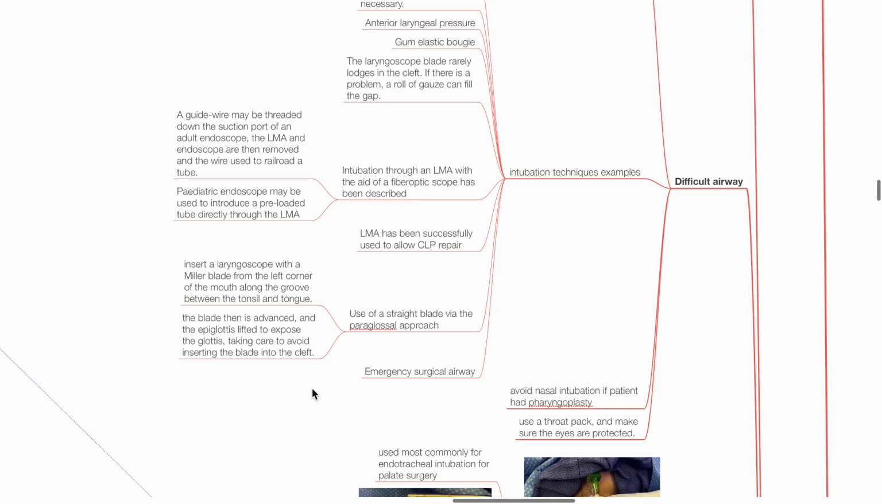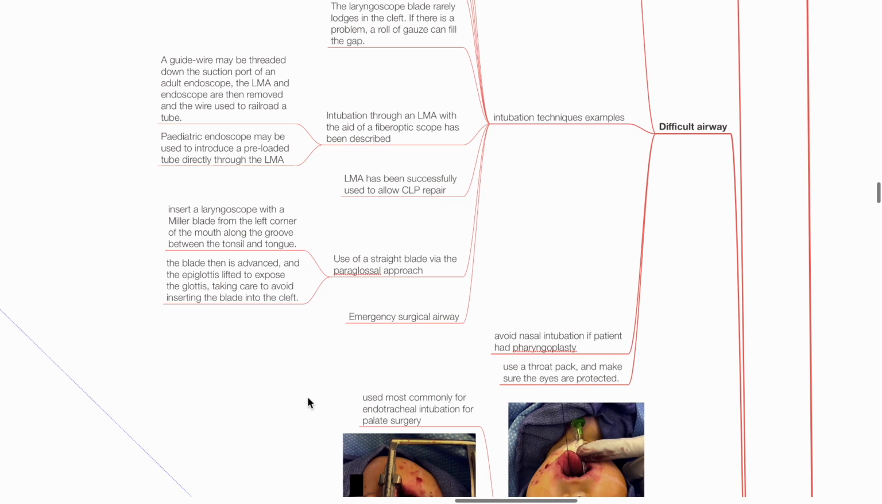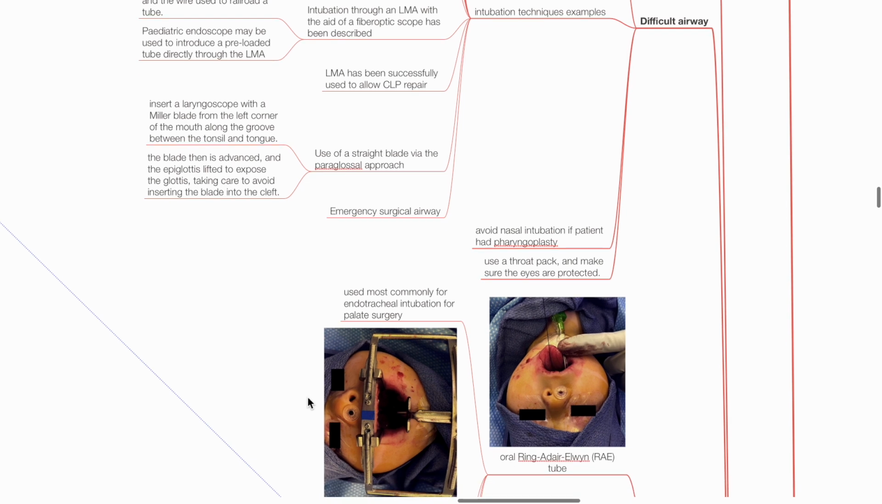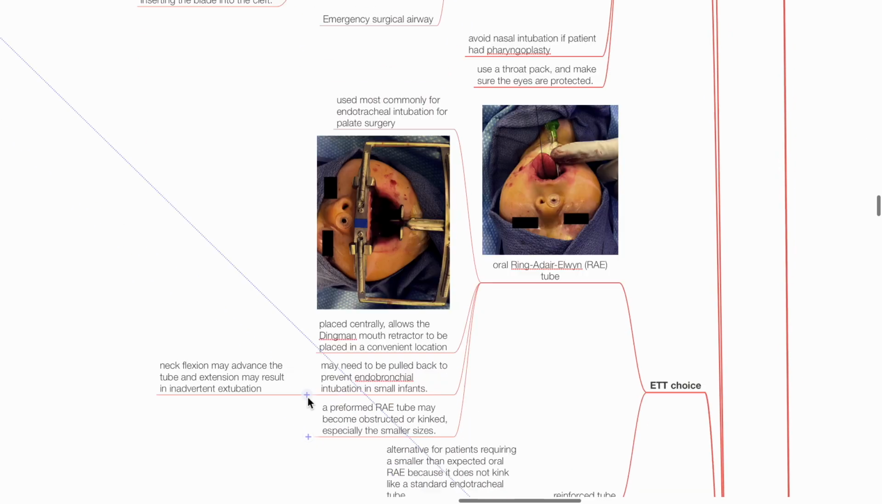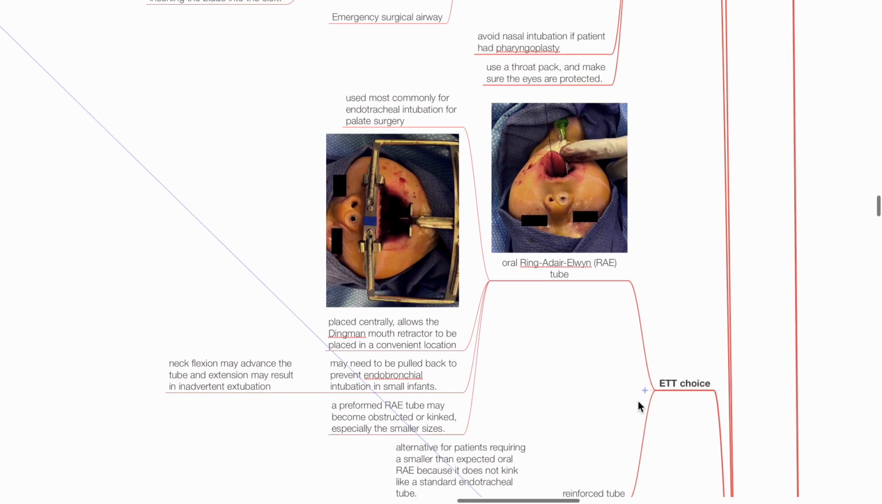Emergency surgical airway is rarely necessary. Avoid nasal intubation if the patient had pharyngoplasty. Use a throat pack and ensure that the eyes are protected. Choice of ETT includes oral RAE tube or reinforced tube.